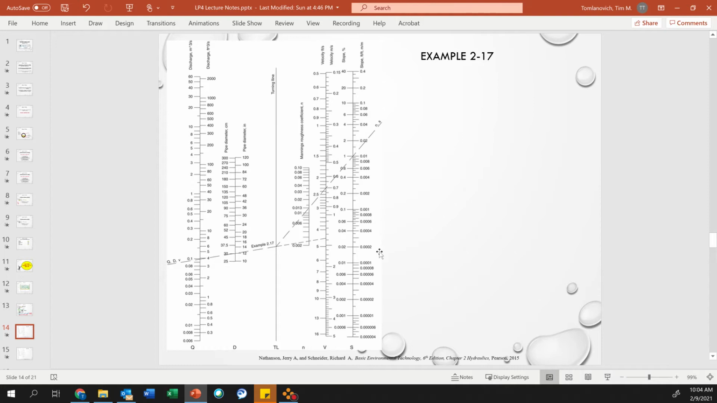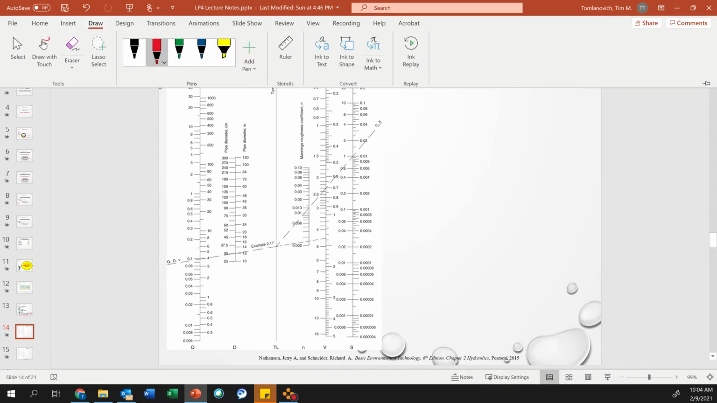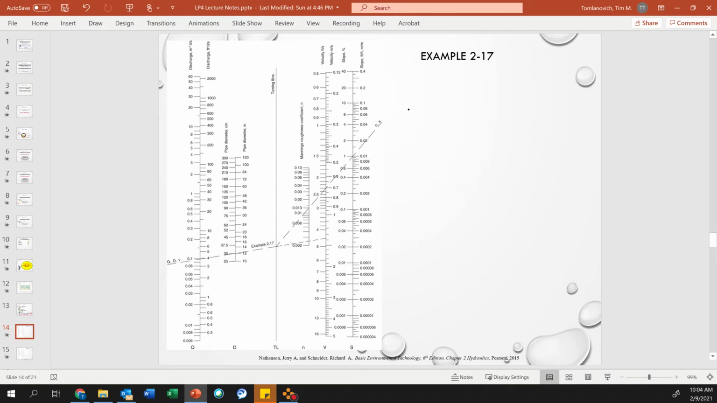All right, first thing you do is write down your known variables. We have D equals 12 inches. We have a 1% slope. Slope equals 1%, so I divide by 100, and that equals 0.01. Because remember it's a slope, 1 divided by 100, 0.01.